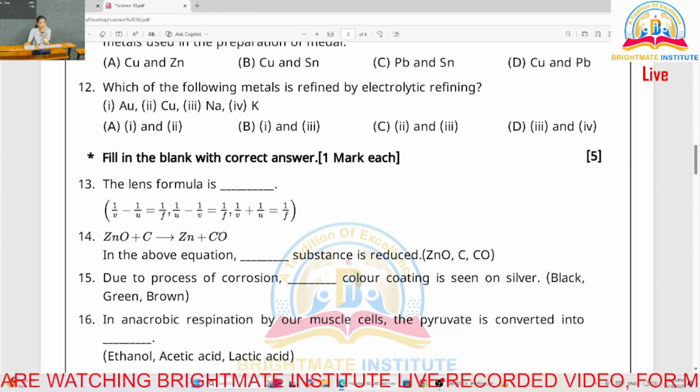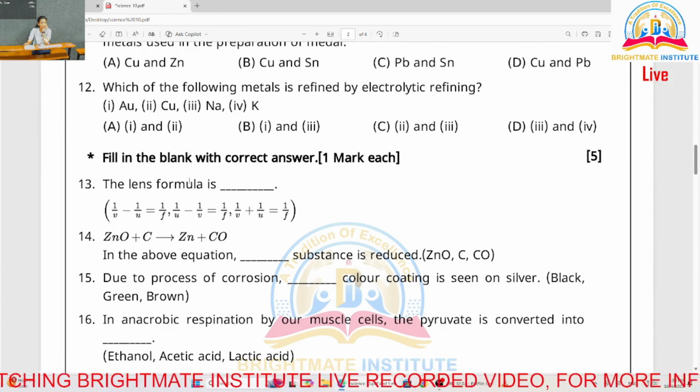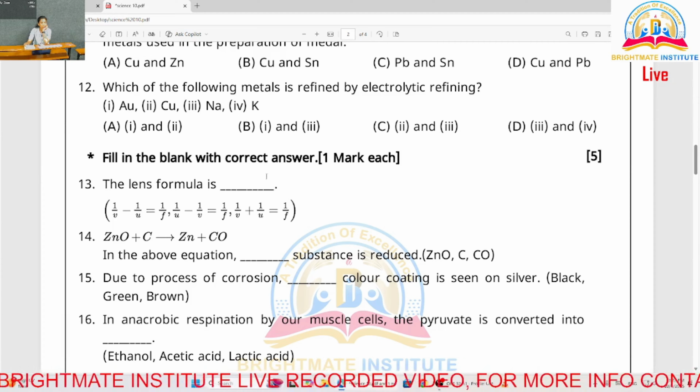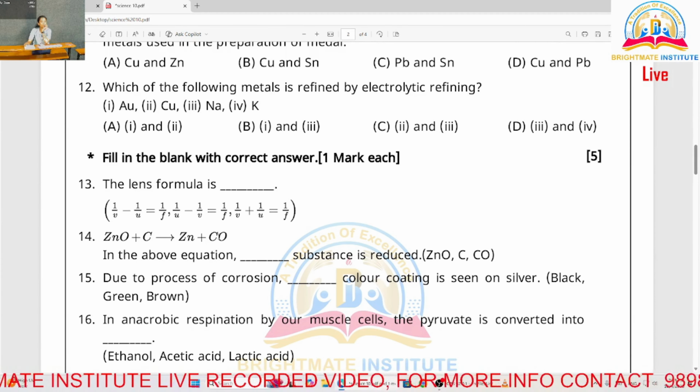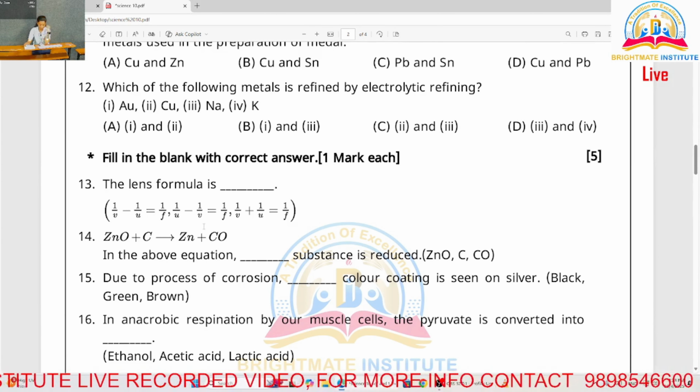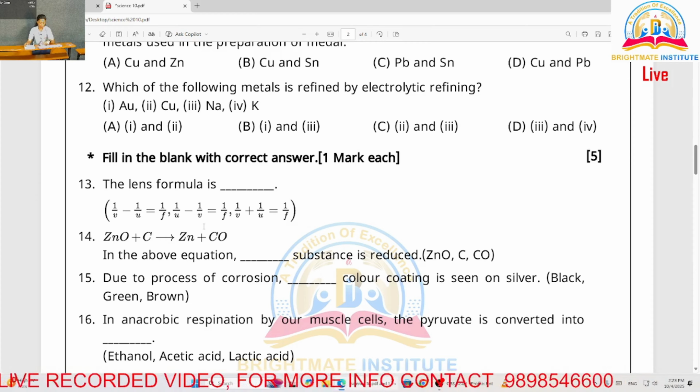Now the 13th one: the lens formula is. As we know, 1/v minus 1/u is equal to 1/f. So that is the lens formula.